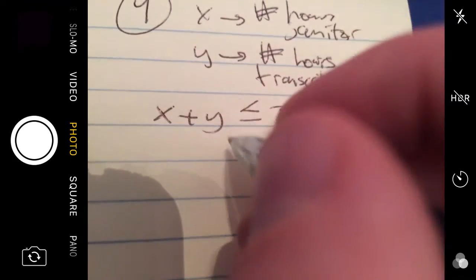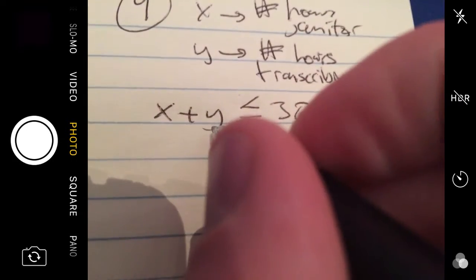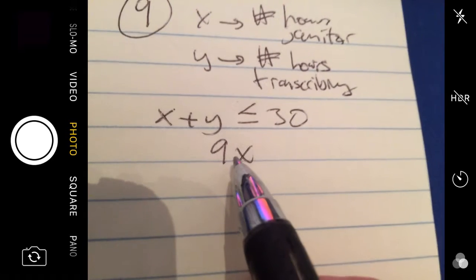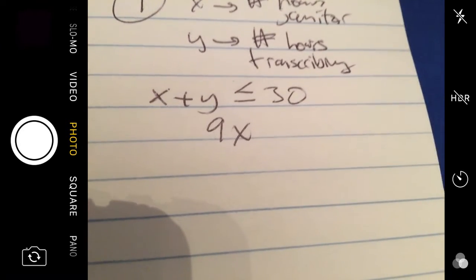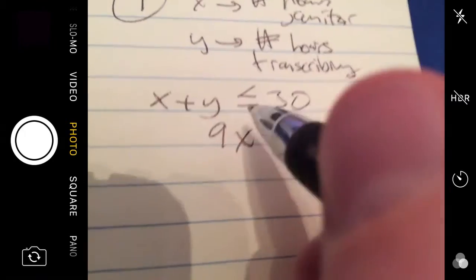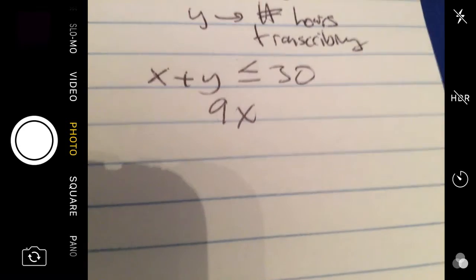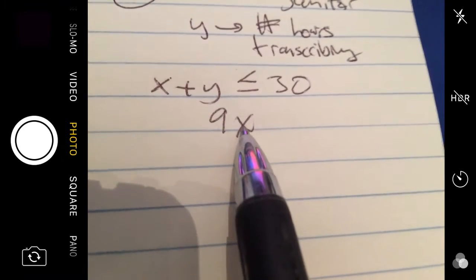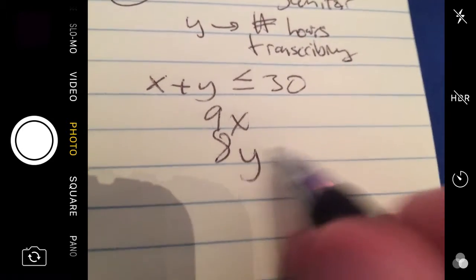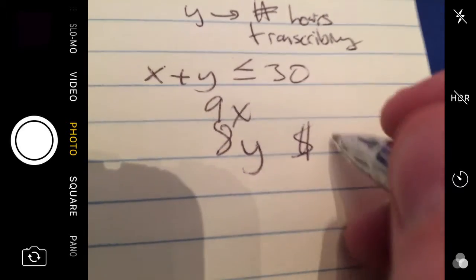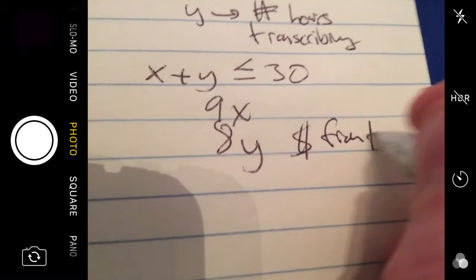If I were to say 9x, well, that's $9 for every hour that she spends as a janitor. So 9x would represent how much money she makes from being a janitor. $9 times every hour. And then if I wrote 8y, that would be $8 times every hour that she's transcribing. So this would be the money from transcribing.